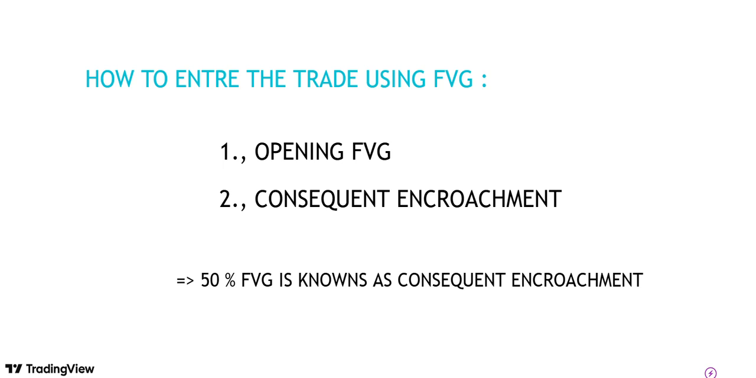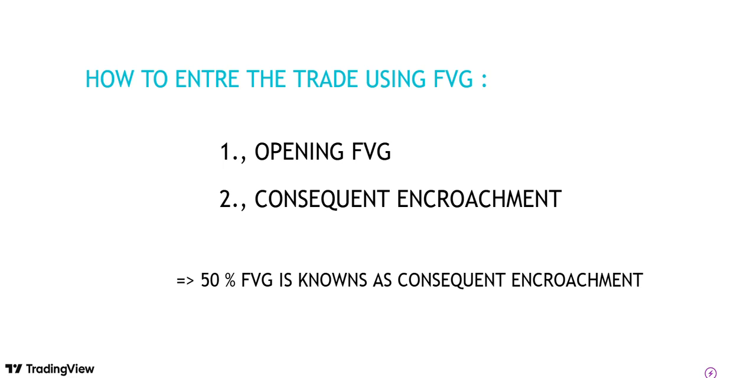There are two methods of entering the trade into FVG. One is the opening of the FVG, and another one is consequent encroachment. The opening of the FVG is the opening place of the FVG, where we enter our trade. Consequent encroachment is 50% of the gap. 50% of the fair value gap is known as the consequent encroachment.